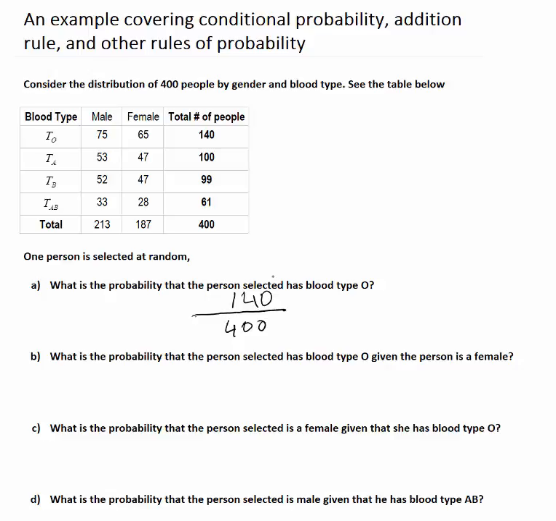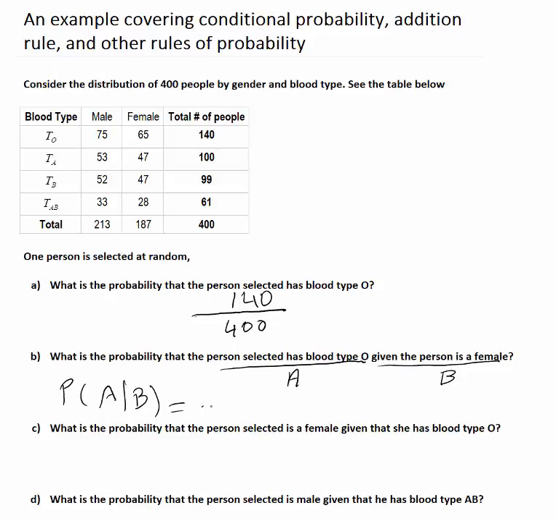Let me go to the next one. What is the probability that the person selected has blood type O given that the person is female? Now we're talking about conditional probability. So we want the probability that the person selected has blood type O, let me call it event A, and given that the person is female, let me call it event B. So we want the probability of A given B.